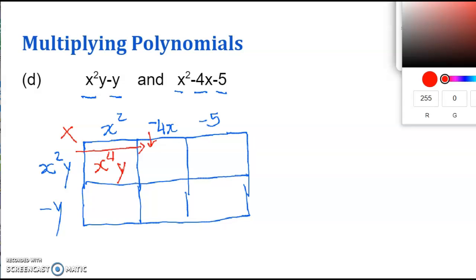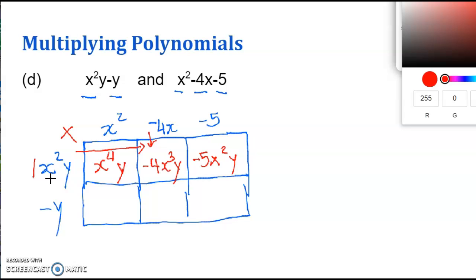Well, for negative 4, the number is 1 here, so that means we still have negative 4. X times x squared is x to the power of 3. And to that, we still have to multiply y. What about negative 5 times x squared y? So that's just going to be negative 5 times 1, and we still have x squared y being multiplied.